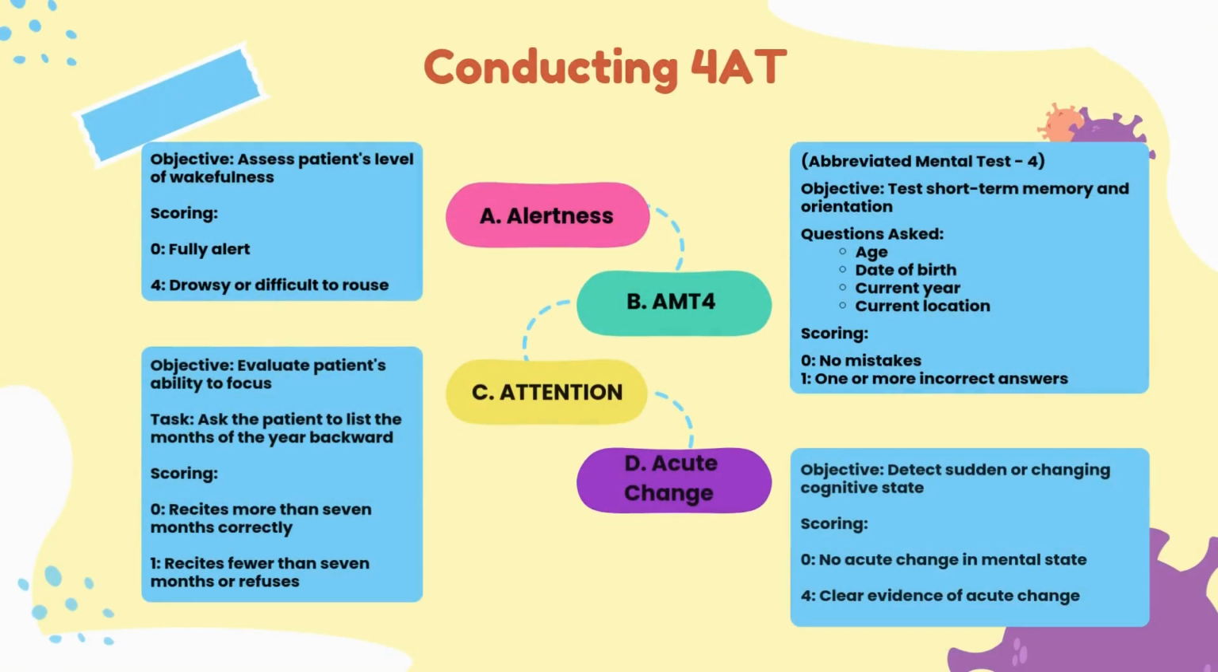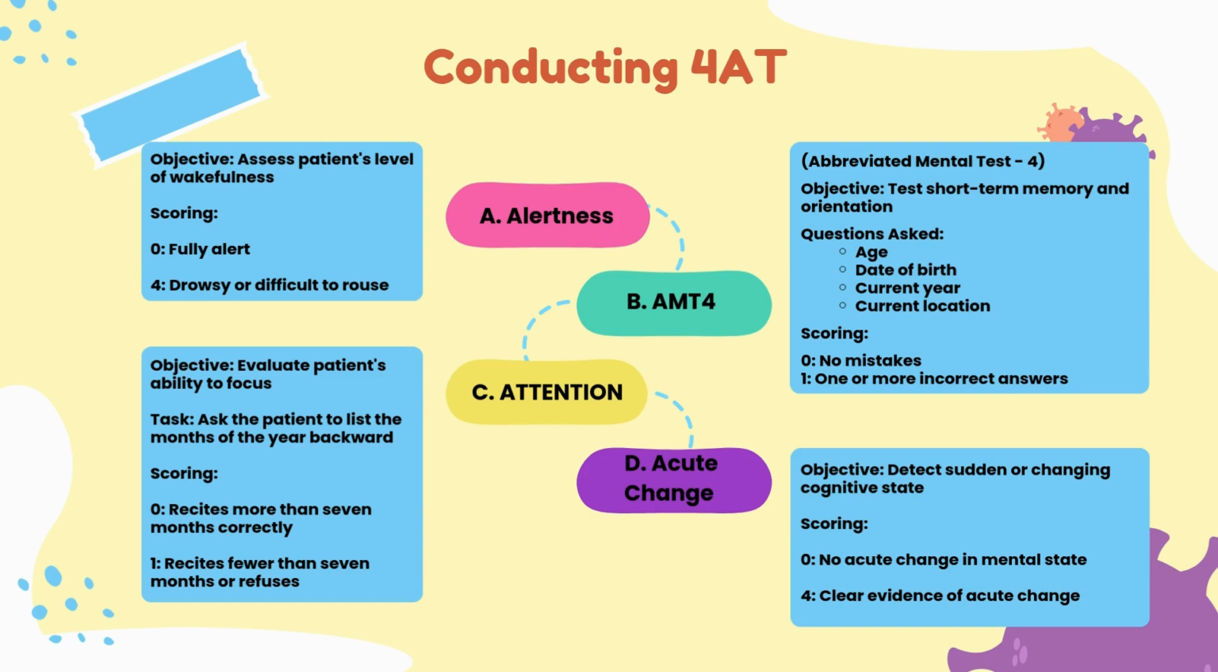To effectively conduct the 4AT assessment, healthcare providers focus on 4 key areas: alertness, memory and orientation, attention, and acute cognitive changes. The first step is evaluating the patient's level of wakefulness, ensuring they are fully alert or identifying signs of drowsiness. Next, the AMT4 test assesses short-term memory and orientation by asking key questions about age, date of birth, the current year, and location.